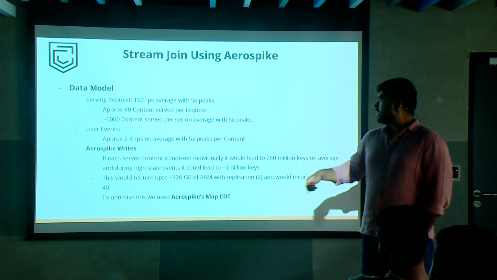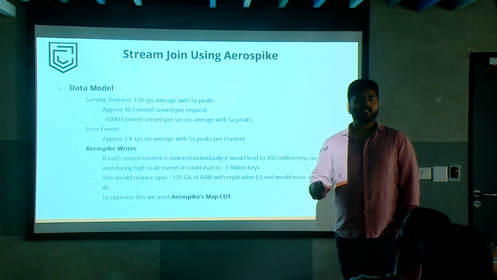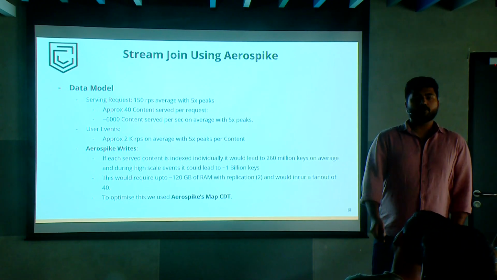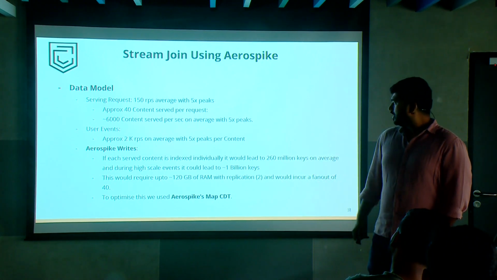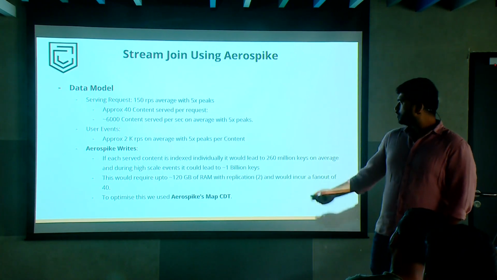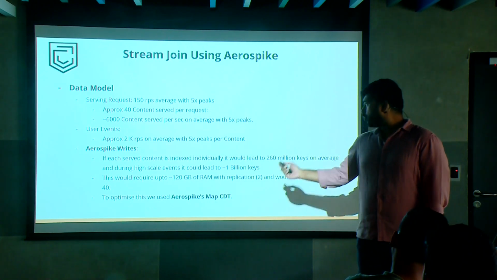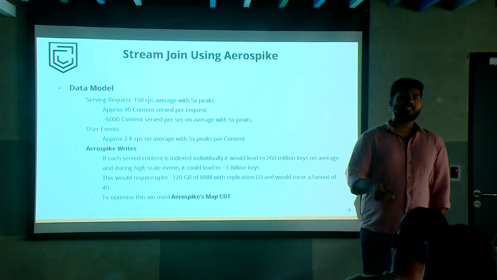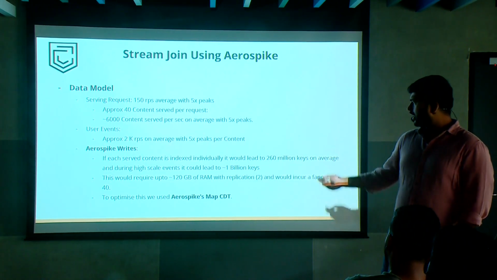When we looked at how to do this, there are two ways. We can index each individual content served as a separate key and then do a lookup on that key, because all the user interaction will happen on the same card for a user. But that turned out to be a huge cost on the key space: for a 12-hour window, our keys averaged around 260 million, and at peak might go to 1 billion, which would require 120 GB of RAM to store that key space. There are options to store the key space on disk, but they are not as performant as having it in memory. Also, there is a fan out of 40x.